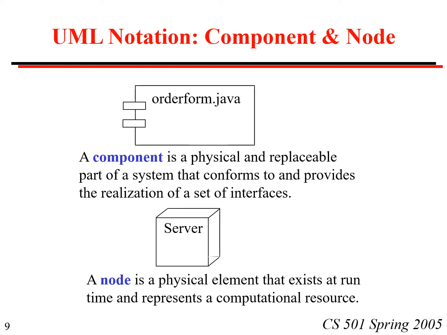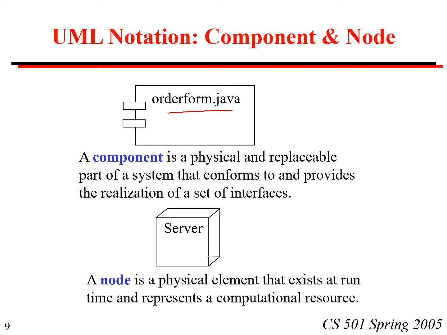Now, a component is a physical and replaceable part of a system that conforms to and provides realization of a set of interfaces. So basically this particular OrderForm.java is a component design. OrderForm.java is the component notation. You can see it's a simple rectangle with small rectangles on the left-hand side, which are called ports, P-O-R-T-S. When we say these are ports, that means this particular component is going to interact with other entities or the external world with the help of these ports.